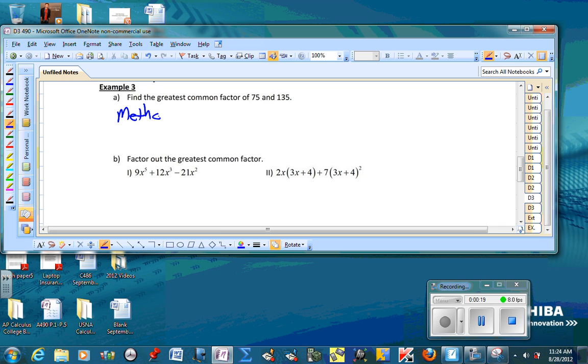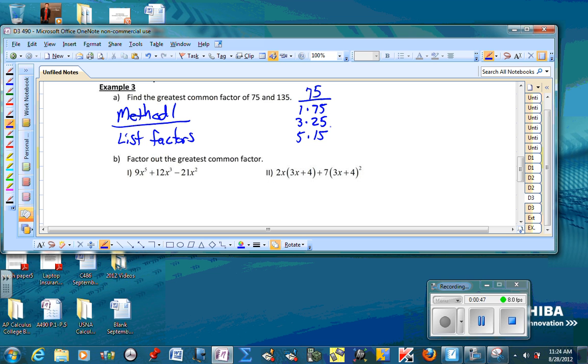Method 1 is just list all the factors of each number and find the greatest number that shows up in both lists. So for 75, start with 1 because 1 goes into everything. 1 times 75. Let's try 2. 2 doesn't work. 3 goes into 75 25 times. 4 doesn't work. 5 will work. 5 times 15.